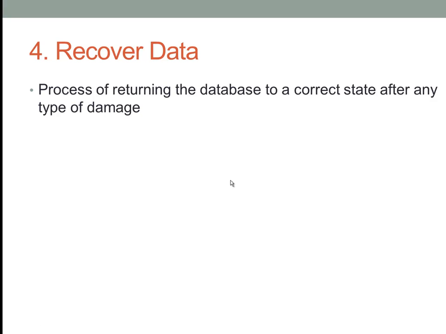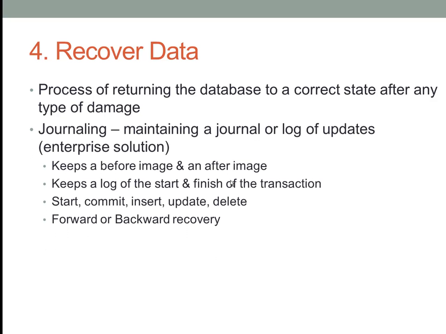A DBMS has to have a way to recover data. In other words, some type of process of returning the database to its correct state after there's been any type of damage to the database. And there are a variety of ways to handle this as well. Usually in an enterprise or a larger database system, you're going to see some type of journaling where it actually maintains a log of all of the updates. And it's probably going to keep a before image and an after image. In other words, a picture of what the data looked like before the update, a picture of what the data looked like after the update.